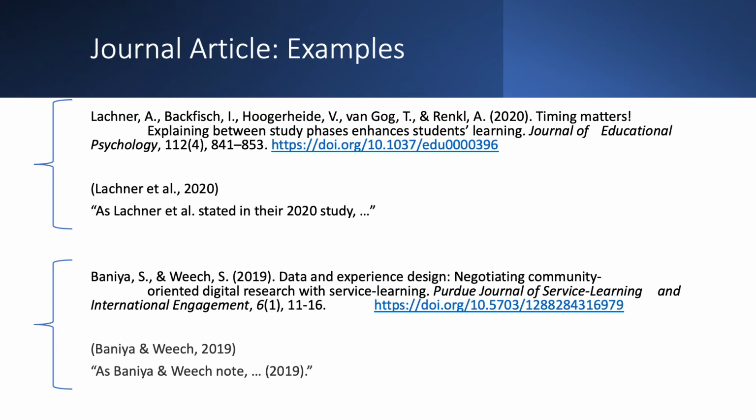Again, you can see the parenthetical citation, Bania and Weech, 2019, and a slight variation on how you could include that information in the narrative form. You might only include the author's names and then keep the date in parentheses. As Bania and Weech note, you can include the information there. And at the end, parenthetically, 2019. However you do it, just make sure that you include all of the necessary information.